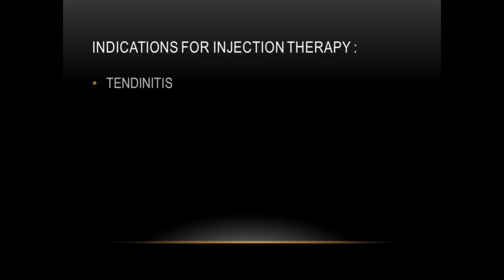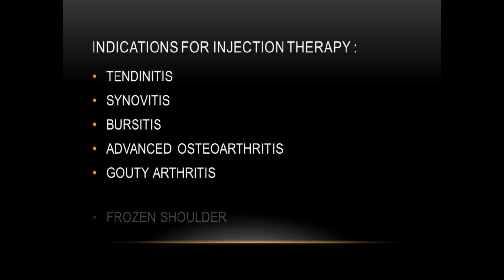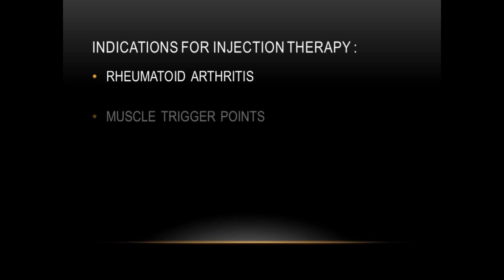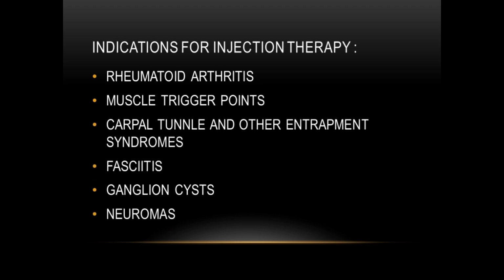Indications for injection therapy: tendonitis, synovitis, bursitis, advanced osteoarthritis. We don't like to use steroids in mild and moderate arthritis to avoid the effect on the articular cartilage. Gouty arthritis, frozen shoulder, rheumatoid arthritis, muscle trigger points, carpal tunnel and other entrapment syndromes, fasciitis, ganglion cyst and neuromas.